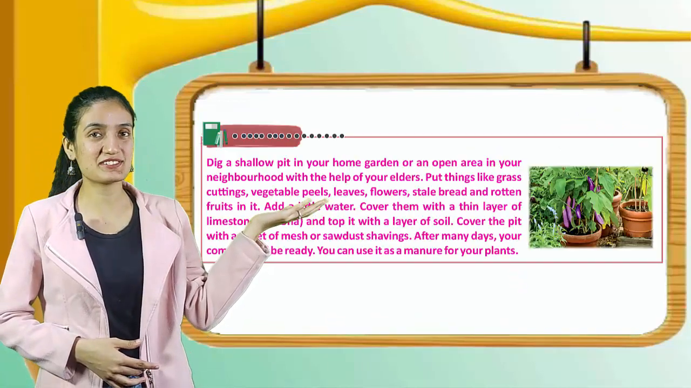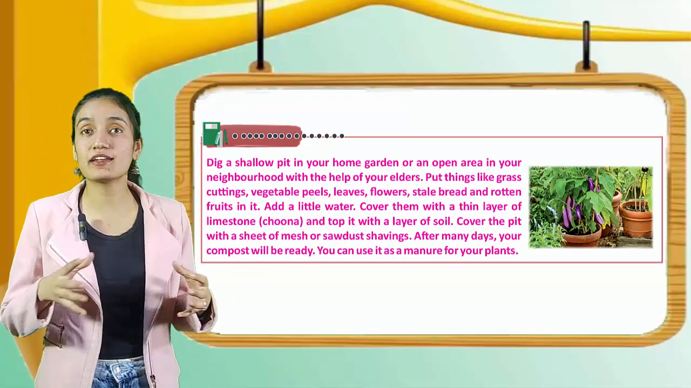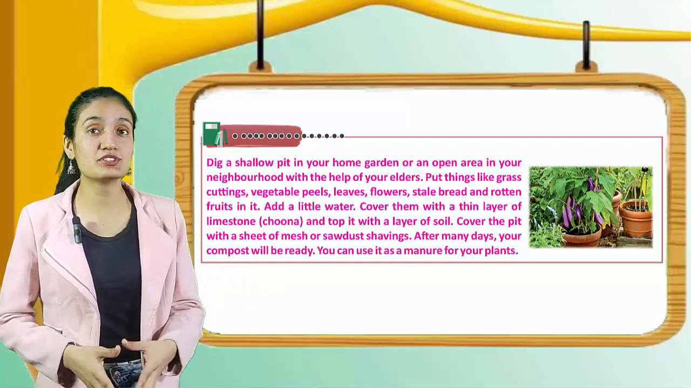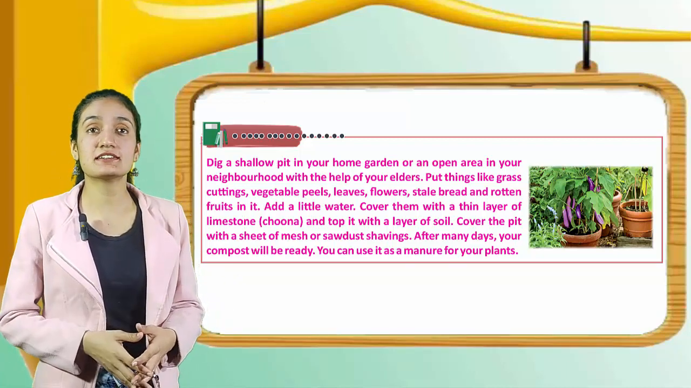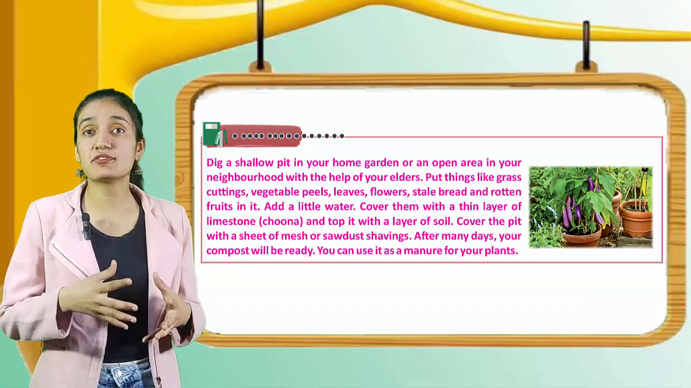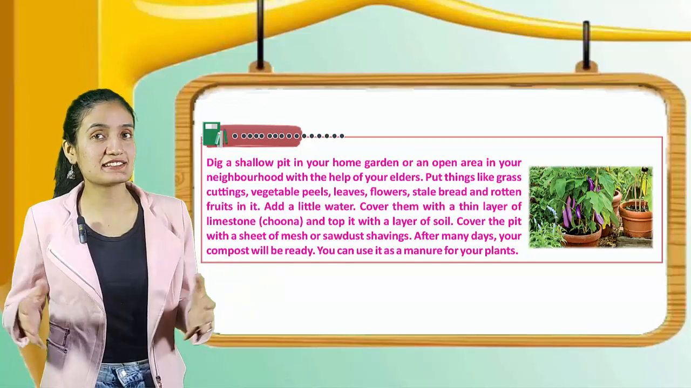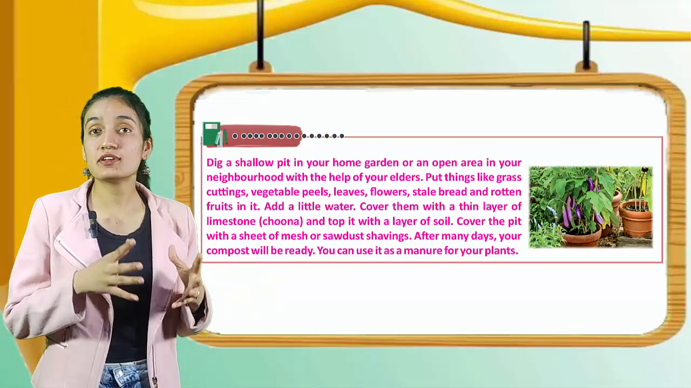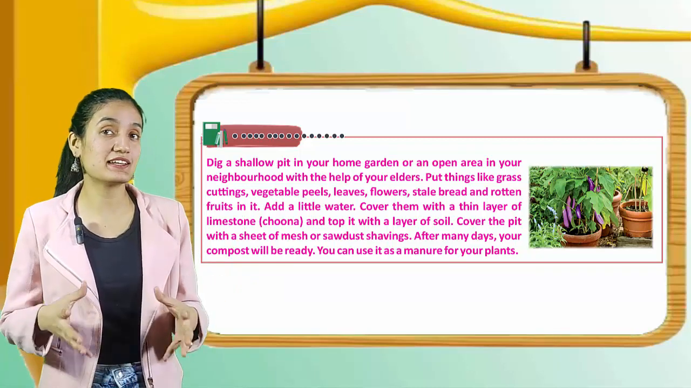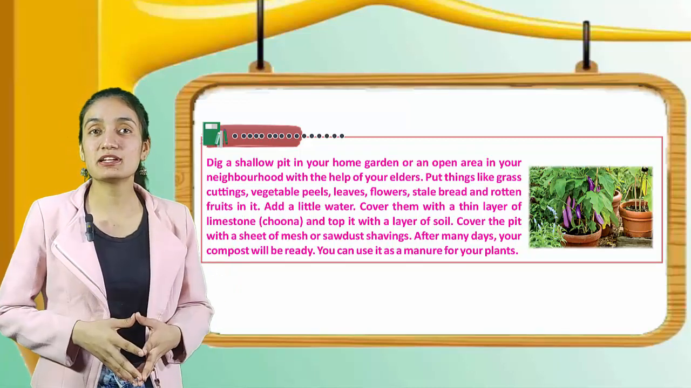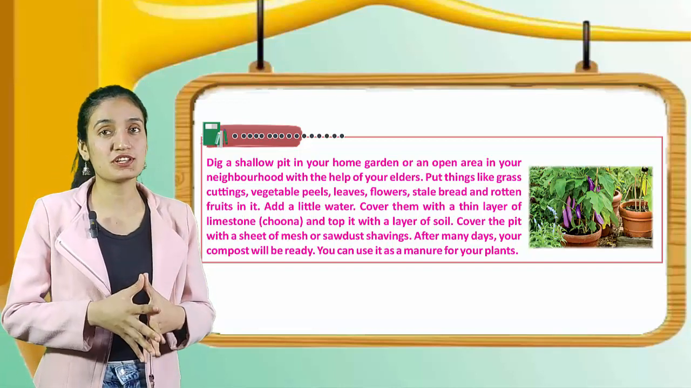Now let's do the activity again. Dig a shallow pit in your home garden or an open area in your neighborhood with the help of your elders. Put things like grass cuttings, vegetable peels, leaves, flowers, stale bread and rotten fruits in it. Add a little water. Cover them with a thin layer of limestone and top it with a layer of soil. Cover the pit with a sheet of mesh or sawdust shavings.